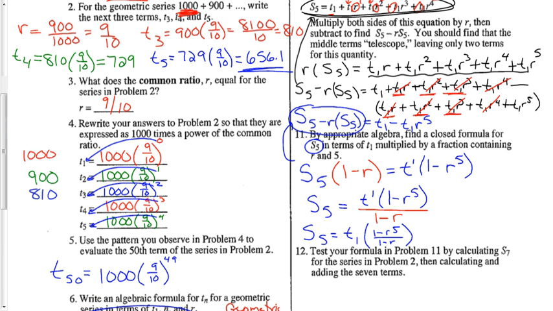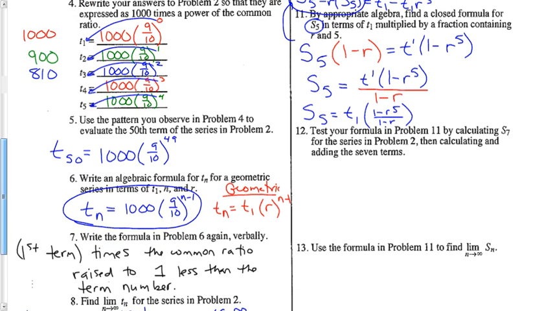So apparently what I have now is a formula for the 5th partial sum of a series. So number 12 is saying, well, why don't you test it out in problem 11 by calculating s sub 7 for the series in problem 2, then do it by calculating term by term, adding them up. So we're going to go ahead and do that. Hopefully I have enough room to write.